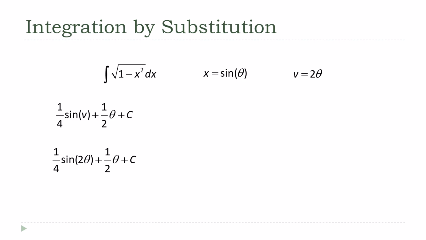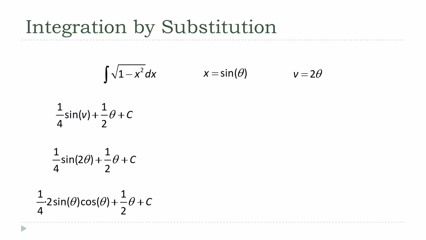Good. Now I'm at least down to just one variable, even if it's not the one I want. So remember, sine 2 theta, that's 2 sine theta cosine theta. So the integral is now 1/4 times 2 sine theta cosine theta plus 1/2 theta plus a constant. That sine theta, I can fix that easily. That's just x. How about the cosine theta?